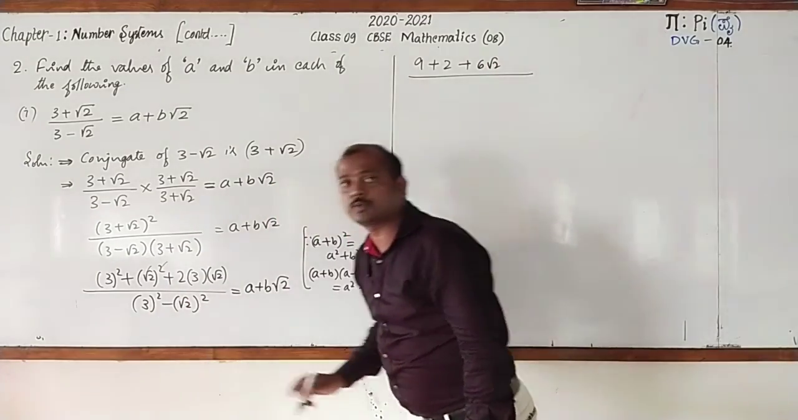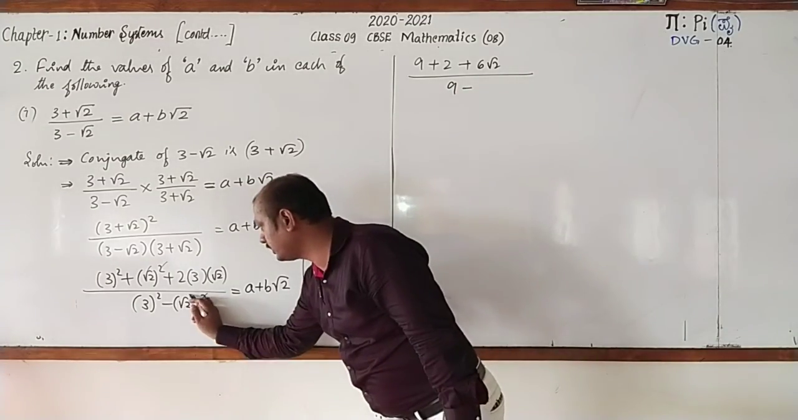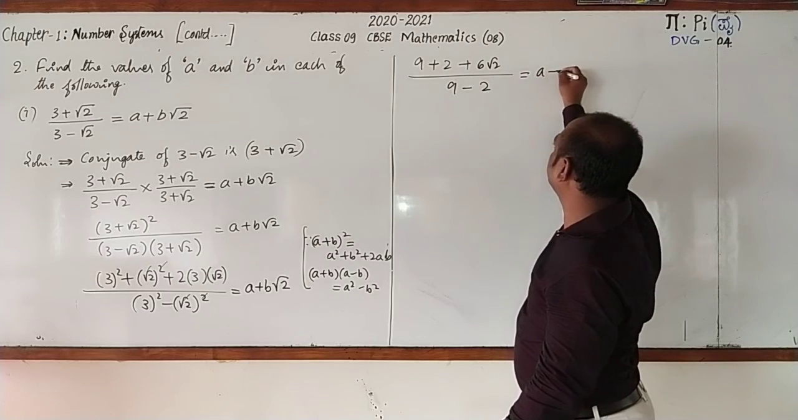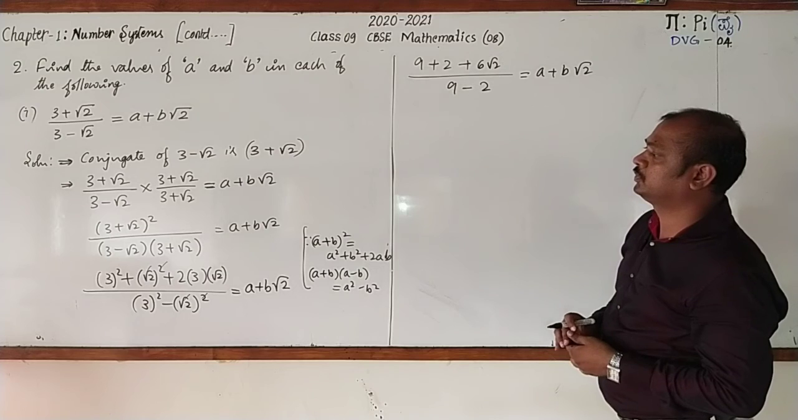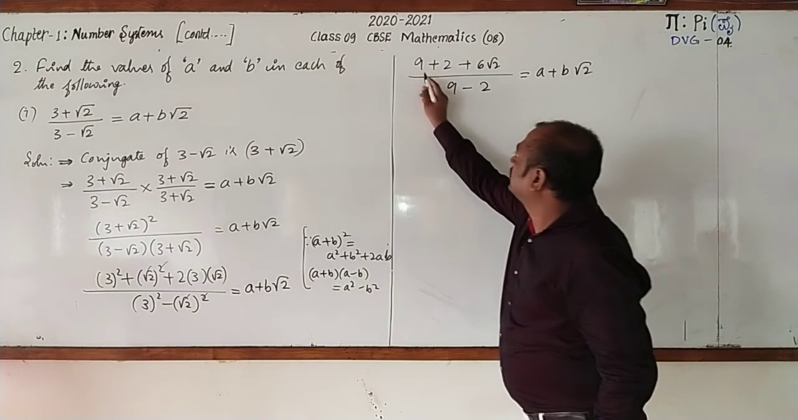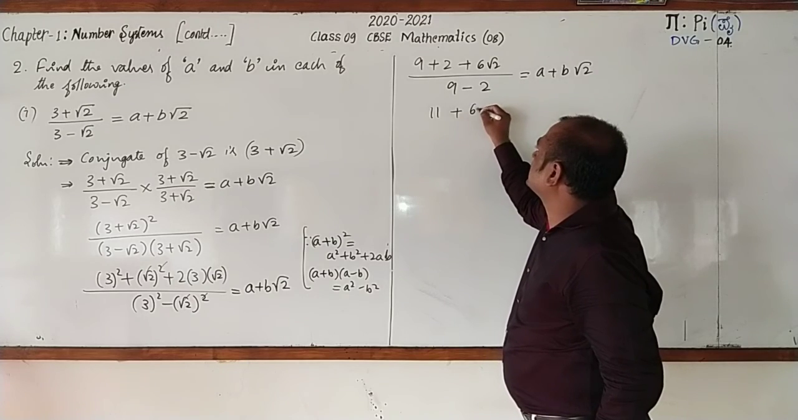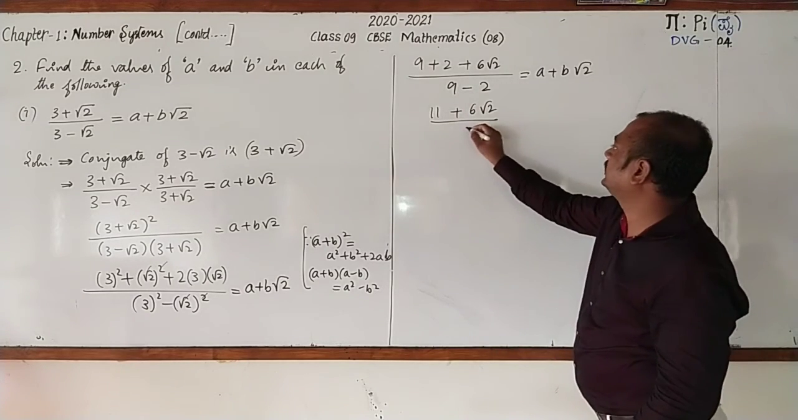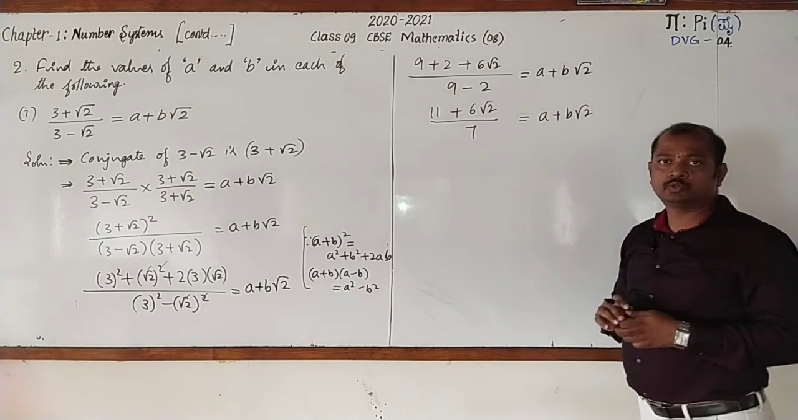What is 3 whole square? 9 minus, square and root get cancelled. Only 2 will remain, which is equal to a plus b into root 2. It is 9 plus 2 is 11 plus 6 into root 2 by, what is 9 minus 2? It is 7, which is equal to a plus b into root 2. Clear?